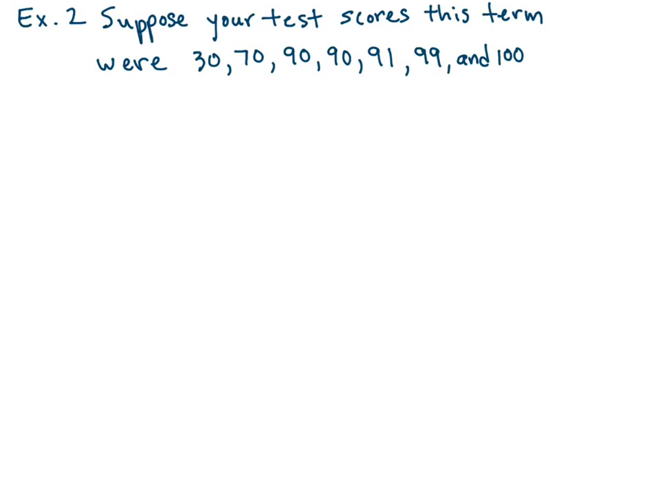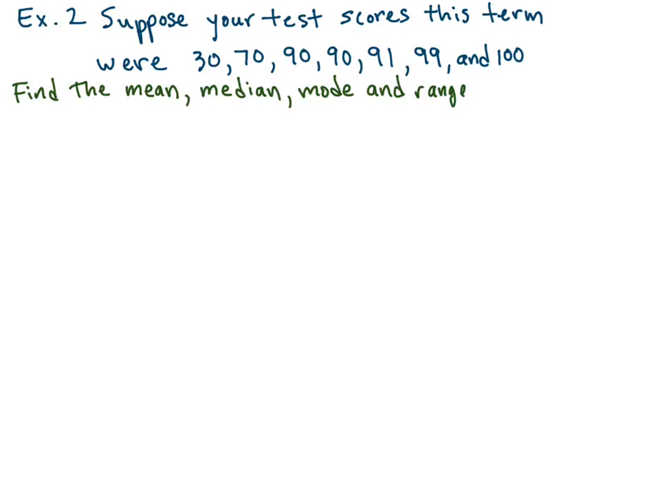All right, we're going to take a look at one more example. Let's say your test scores for this term were 30, 70, 90, 90, 91, 99, and 100. I went ahead and put it in order already. Let's say it wasn't. That's the first thing I would do, is put it in numerical order. So smallest to largest is a good idea. So let's go ahead and find the mean, the median, the mode, and the range, so those central tendencies.